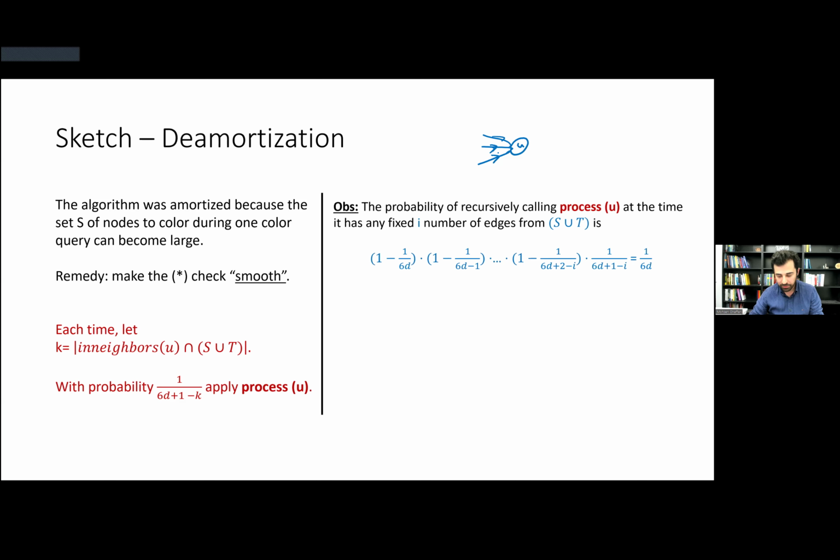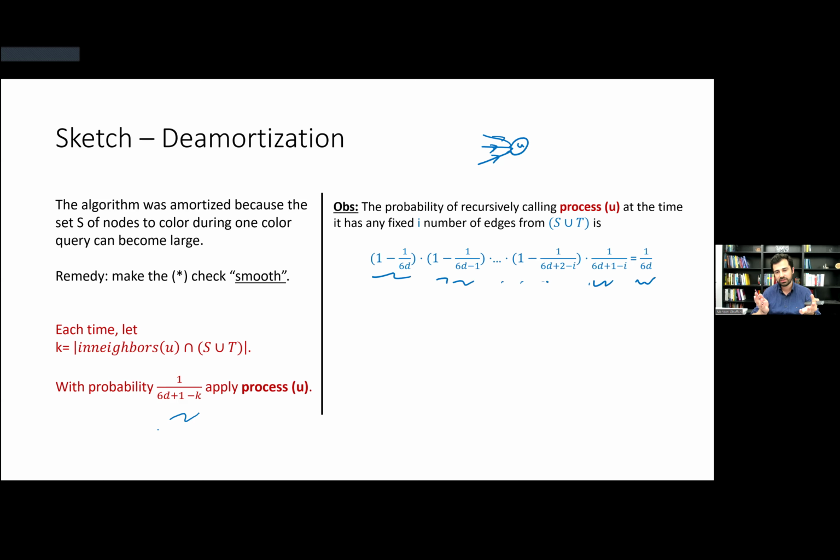So, for that to happen, it must have been the case that the first time that there was such an edge, I did not trigger a recursion. So that's 1 minus 1 over 60 probability. Next time I did not trigger, etc., etc. And then eventually, when there were exactly I of such edges, I actually did trigger a recursion. And that probability cleanly multiplies to 1 over 60. That's part of the reason that we designed the probability to be like this, okay?